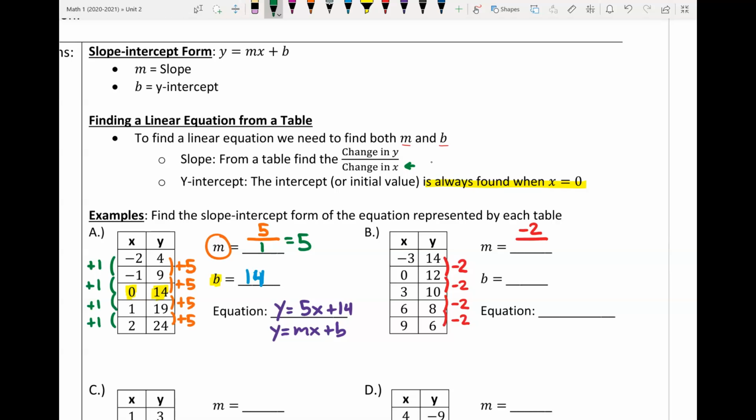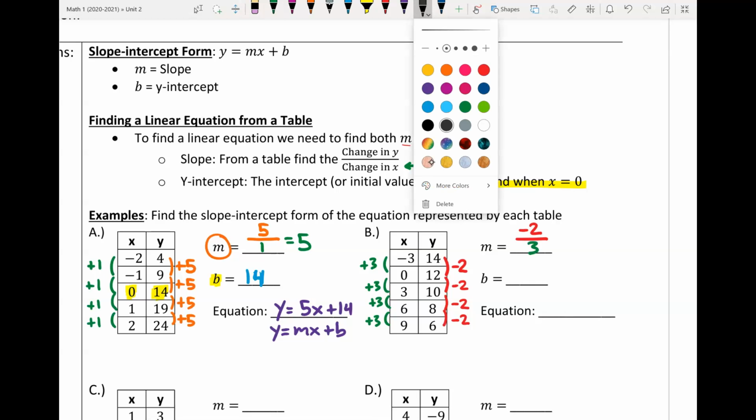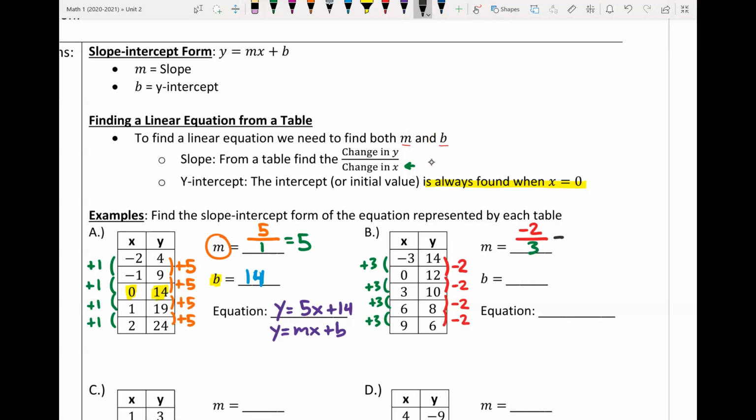Let's look at the change in the x values. Negative 3 to 0, what's that change? That is plus 3. It's going up 3. 0 to 3 is also a plus 3. 3 to 6, plus 3. 6 to 9, plus 3. So the change in the x values is positive 3. So what is my slope for this table? It's going to be negative 2/3.